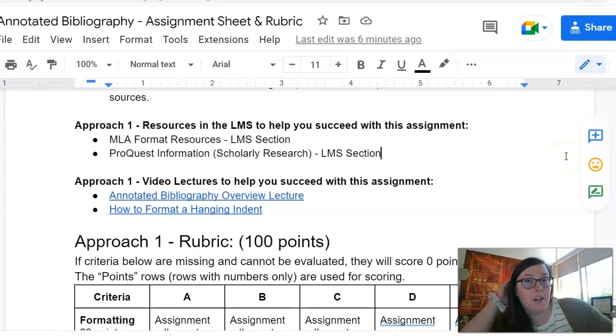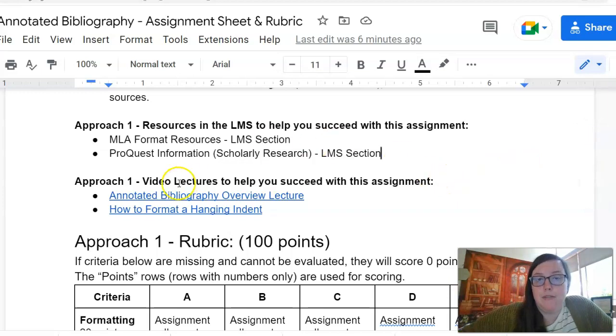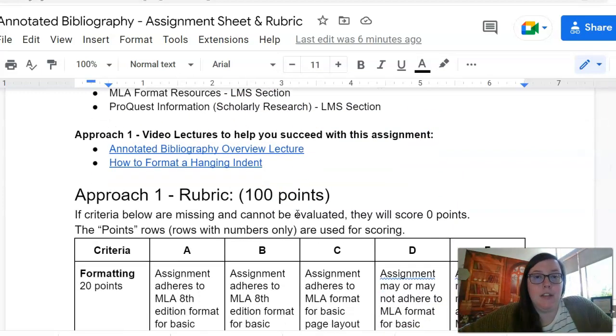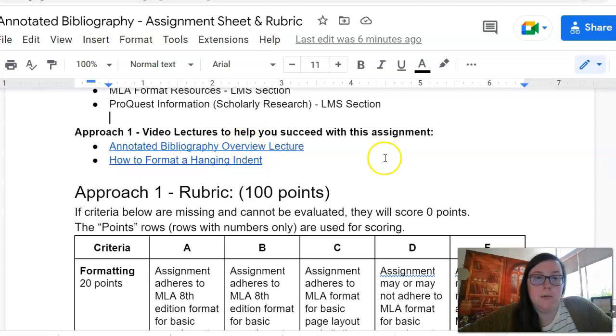Scholarly articles are very long, so keep that in mind. It will probably take a good 20 to 30 minutes to read and process what's in a scholarly article, if not more. There are some resources in the LMS that will help you. There's MLA format resources and ProQuest information, scholarly research resources. So please check those out if you need help. Of course, you can always email me as well. And I've got some video content on here as well.